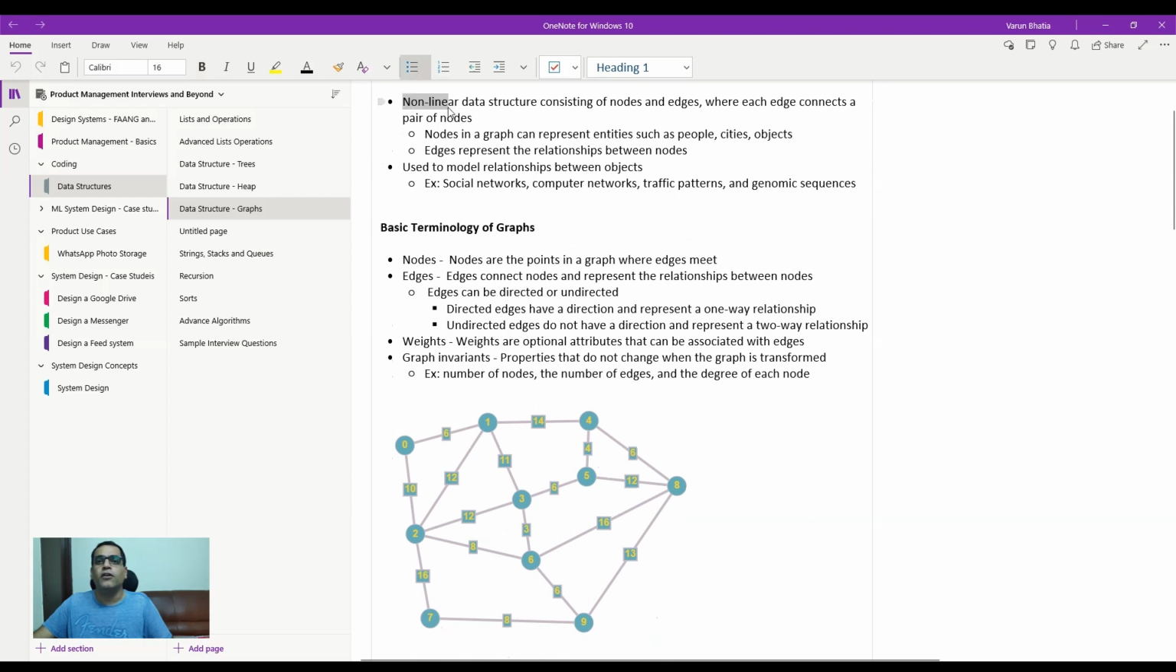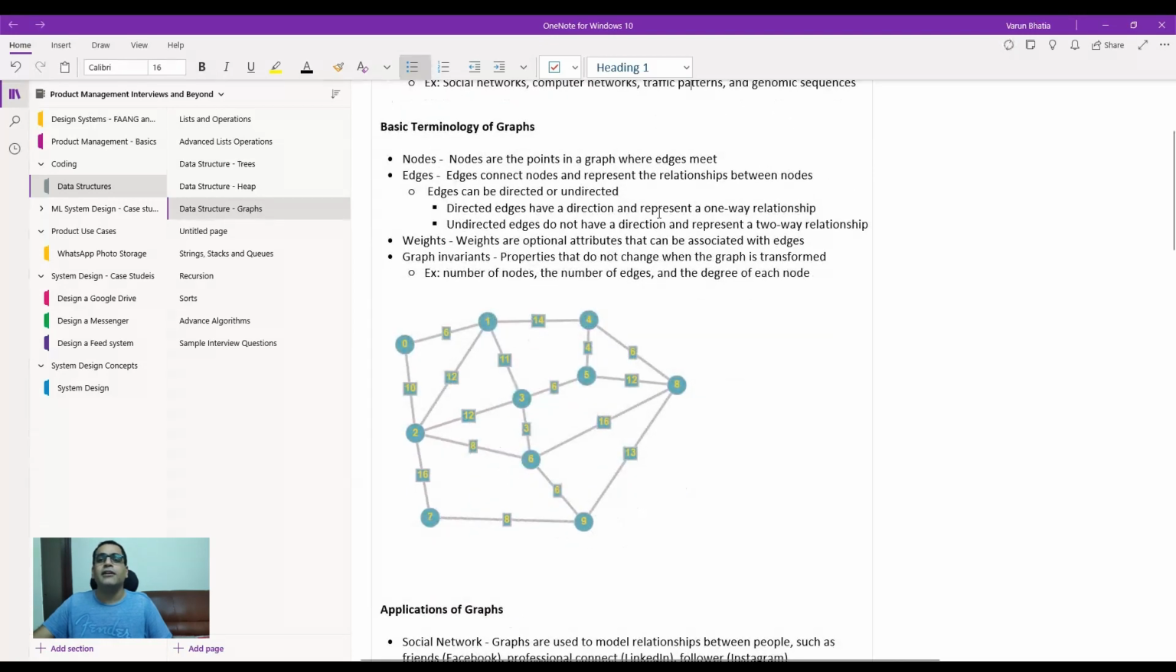So what are graphs? Now, basically, graphs are your non-linear data structure that consists of nodes and edges, correct? And where obviously each edge connects a pair of nodes, right? Nodes in graphs can represent entities such as people, cities, various other objects. And what are edges? Edges represent relationships between the two nodes. So, for example, if you want to model relationships between objects, you have social networks, computer networks, traffic patterns, and genomic sequences. All of this can be represented through various graph structures, right?